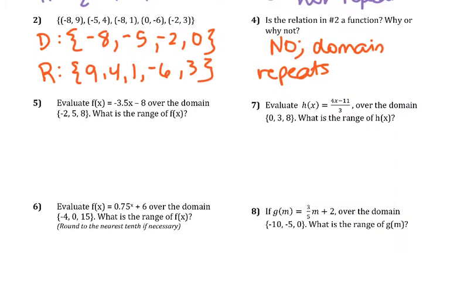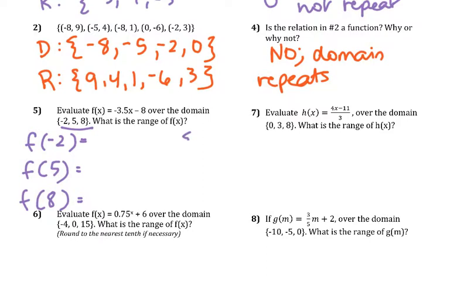Okay, number 5. It says to evaluate f of x, which is equal to -3.5x minus 8 over this domain. What that means is you're going to put in each of those inputs one at a time. So f of -2, you're going to do f of 5, and then you're going to do f of 8. So you're going to evaluate each one of those individually. And then your answer will be the set of numbers that are your 3 answers.